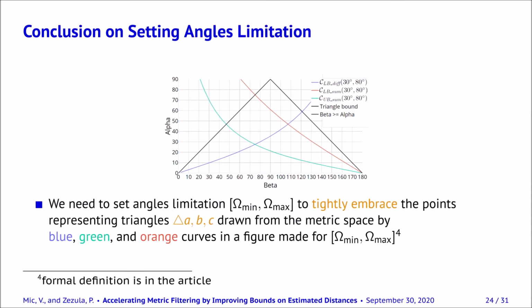This visualization can be used to select a suitable angles limitation omega min, omega max for an arbitrary metric space. Specifically, we need to select angles limitation that implies the blue, green and orange curves that tightly embrace the points depicting triangles sampled from the data.